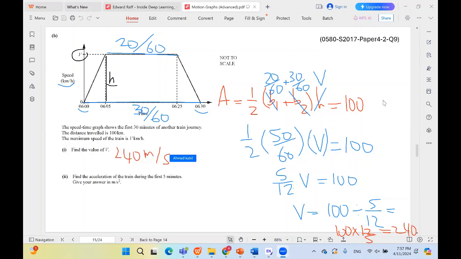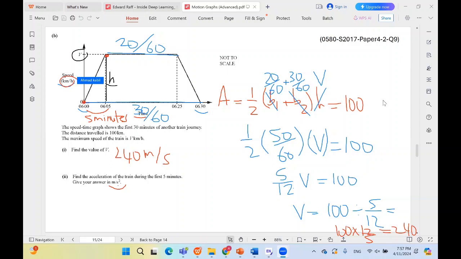Next, we want the acceleration during the first 5 minutes. We want the answer in meters per second squared. So there are some unit conversions here. First of all, to get the acceleration, we need to understand that we are getting the slope between these 2 points. But the problem is that the time here, if we calculate it here, this is 5 minutes. And the speed here is in kilometers per hour.